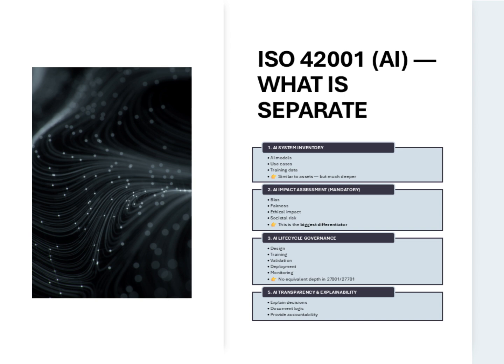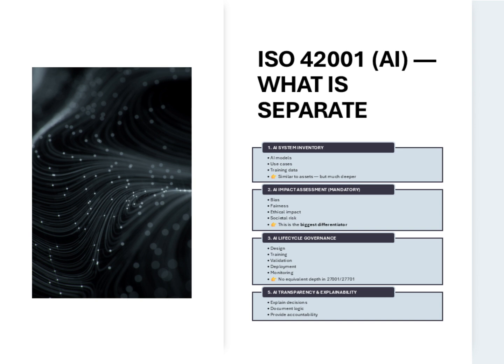Finally, we move into ISO 42001 and what must be managed separately for AI. While security provides the foundation and privacy protects personal data, AI introduces an entirely new layer of governance. It starts with maintaining an AI system inventory, including models, use cases, and training data, similar to asset management, but with much greater depth and complexity.